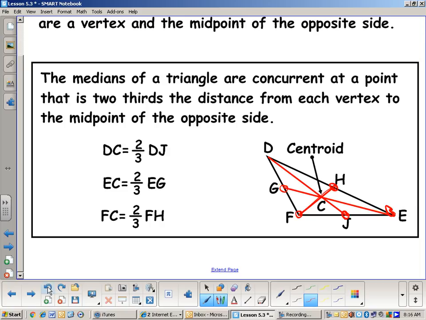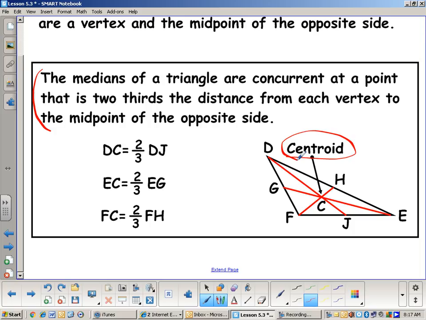What's special about these, if you have all the medians of a triangle drawn, this here is what's special about it. The medians of the triangle are concurrent at a point. You notice they all meet at C. C is called the centroid. Okay?